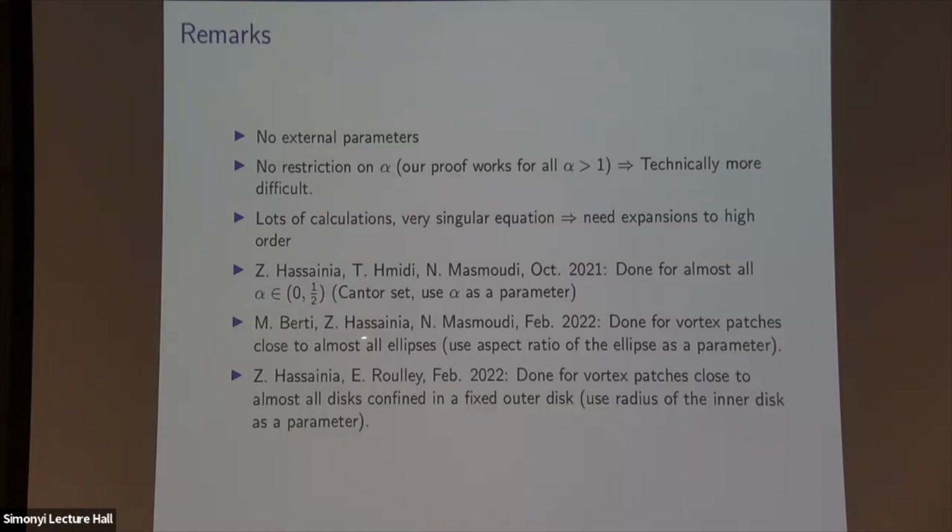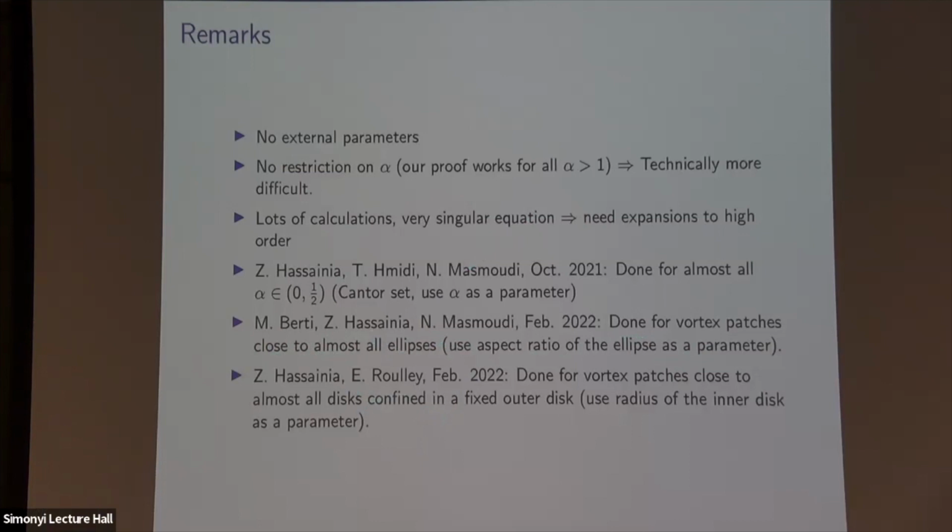Then Berti, Hassainia, and Masmoudi, two months ago, were able to prove that for the vortex patch problem, close to almost all ellipses, so they are using the aspect ratio of the ellipses as an external parameter, they can find these solutions. So in the CAM thesis, one could see periodic solutions close to the ellipses, but these are quasi-periodic solutions close to almost all ellipses. Is that for 2D Euler? Yes, this is for 2D Euler, and this is for 2D Euler as well.